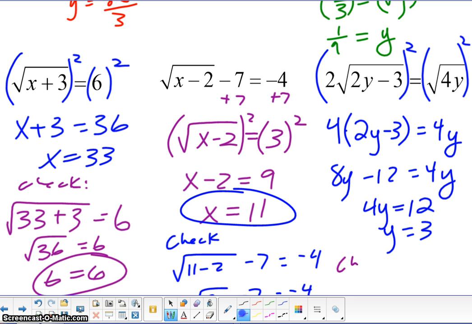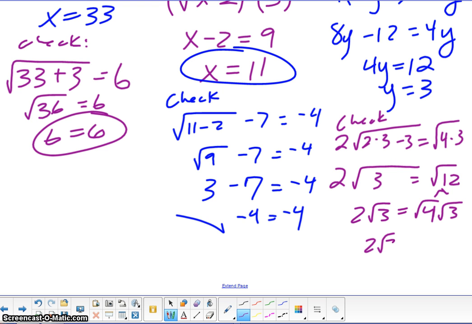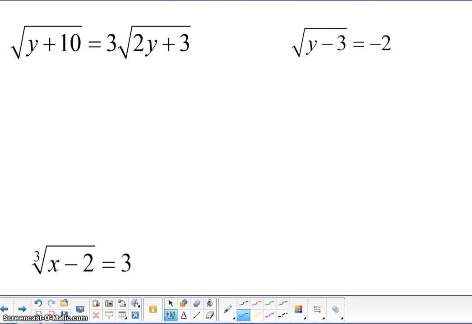And if I'm going to check the answer, it would be 2 radical 2 times 3 minus 3 equals 4 times 3. So 2, and then 6 minus 3, this is 12. And if I break that down, it would be radical 4 and 3, and we have a match. So now I also know that y equaling 3 is correct. Okay, let's go on to the next one.